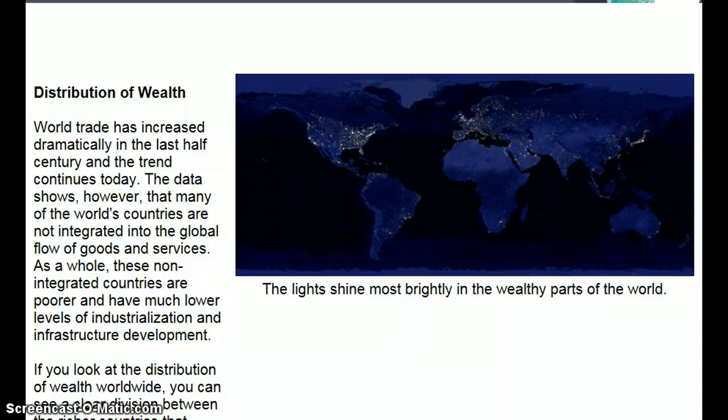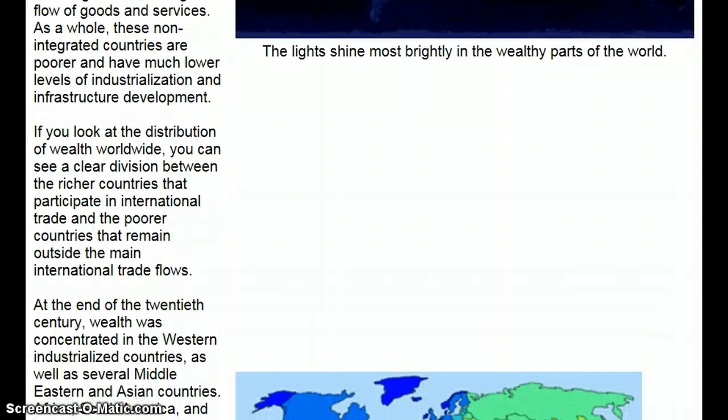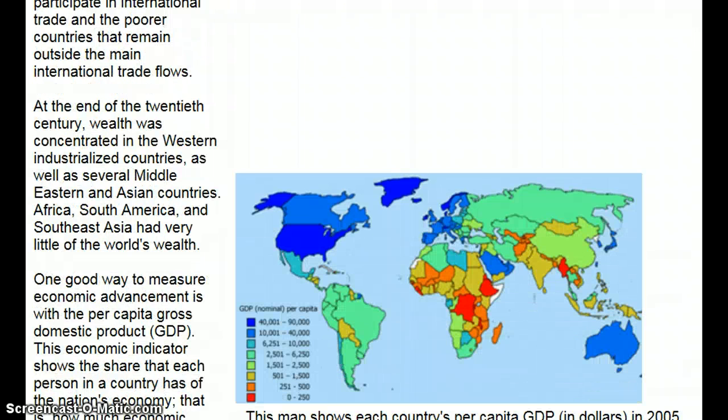The data shows, however, that many of the world's countries are not integrated into the global flow of goods and services. As a whole, these non-integrated countries are poorer and have much lower levels of industrialization and infrastructure development. If you look at the distribution of wealth worldwide, you can see a clear division between the richer countries that participate in international trade and the poorer countries that remain outside the main international trade flows.